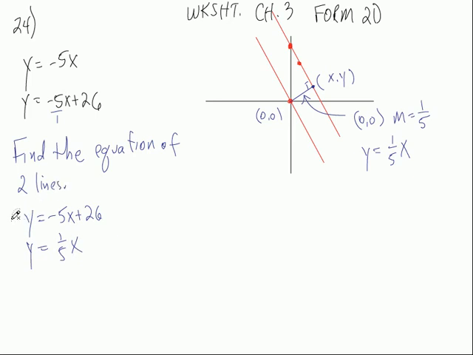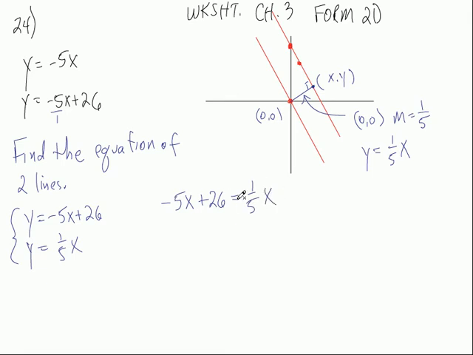Now, what in the world do I do with those two equations once I've found them? Set them equal to each other. That's right. So set them equal to each other. Let's do it like that. -5x plus 26 equals 1/5 x.